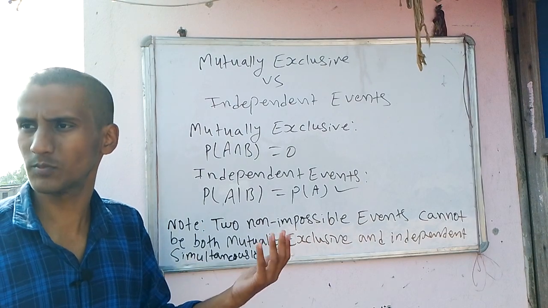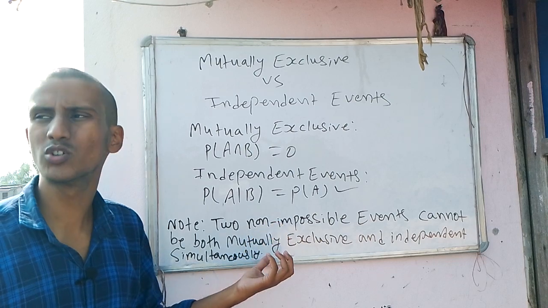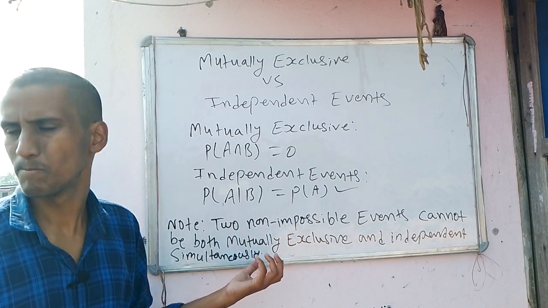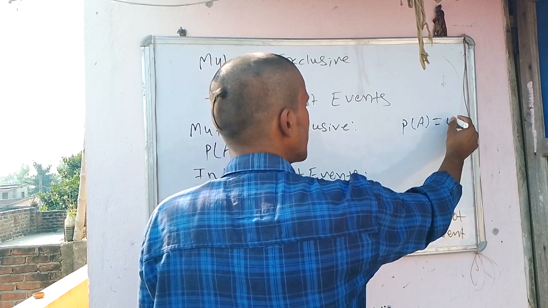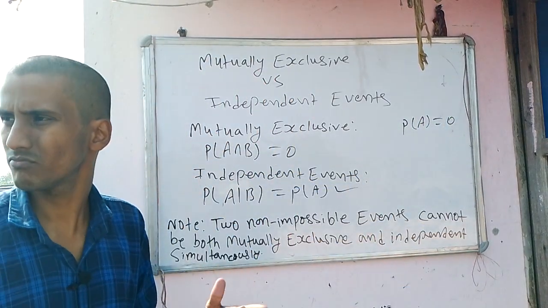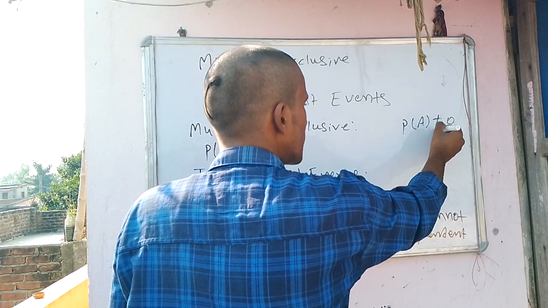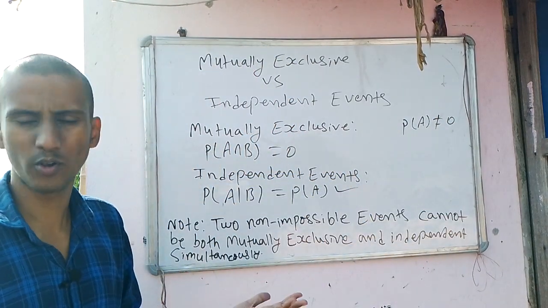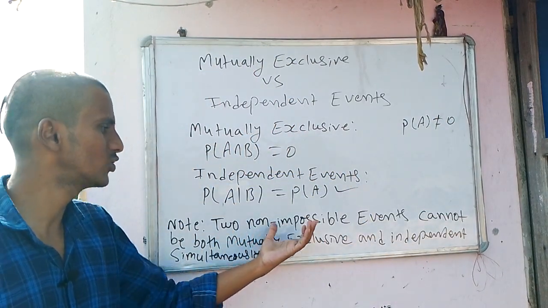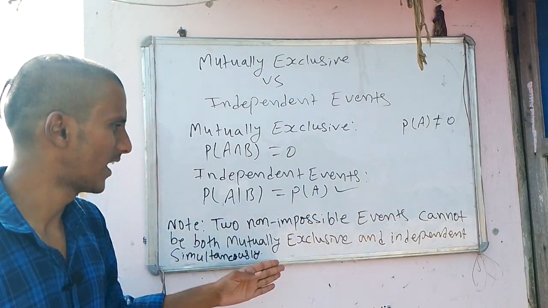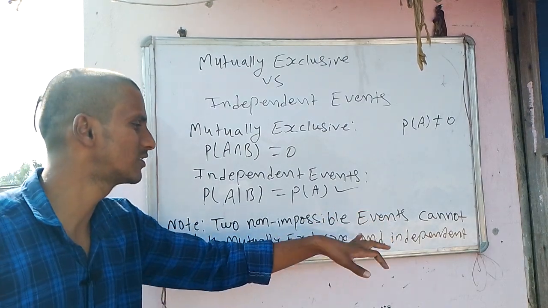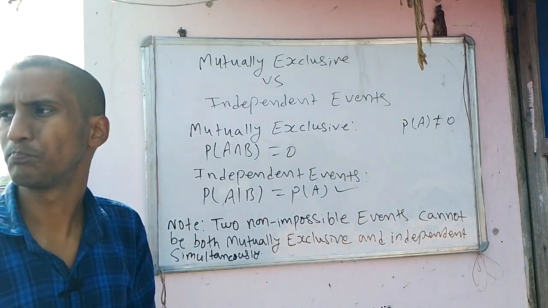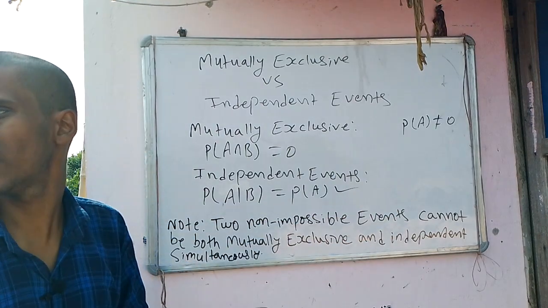It means they are possible. The probability of that event is not equal to 0. Does that make sense? If the probability of, let's say, A is equal to 0, it's an impossible event. If it is not equal to 0, it's a non-impossible event. So if there are two non-impossible events, those events cannot be both mutually exclusive and independent at the same time. Both mutually exclusive and independent.